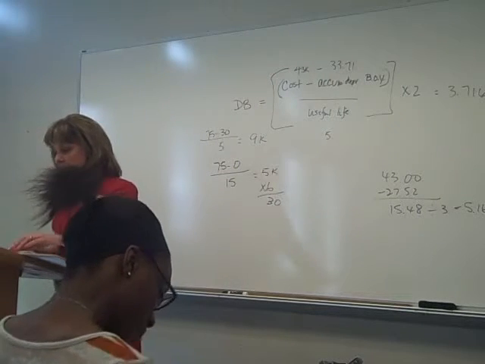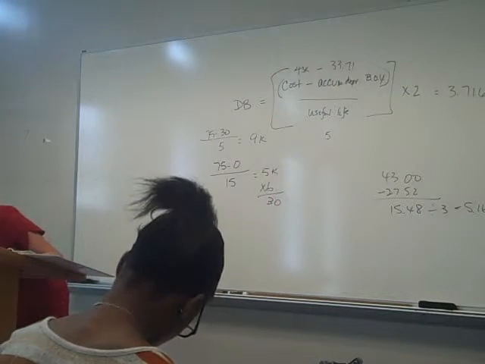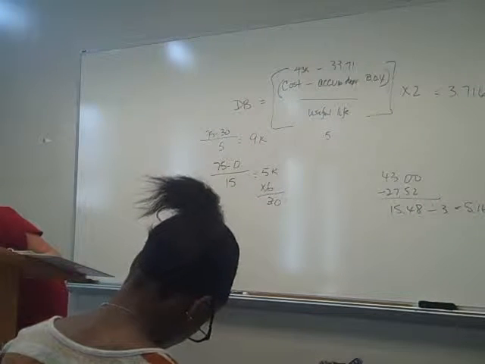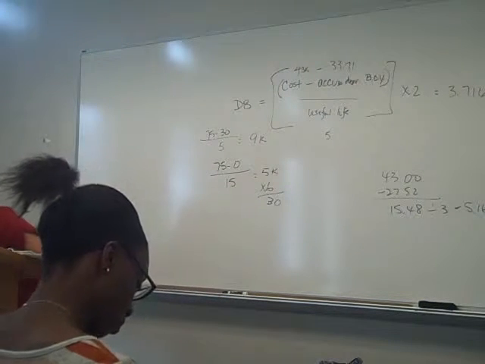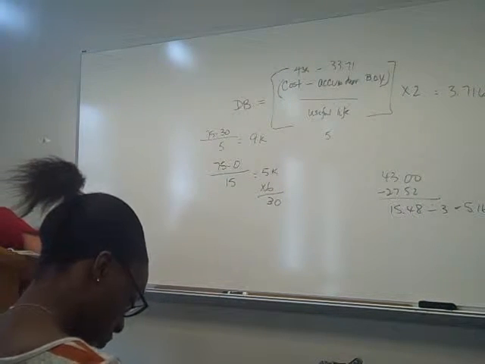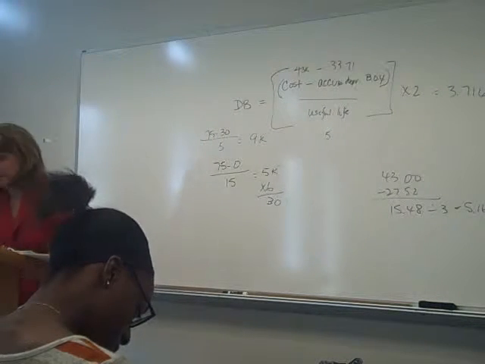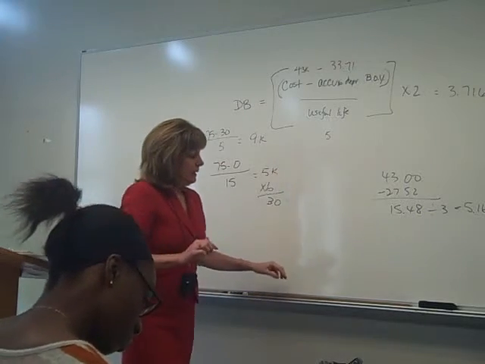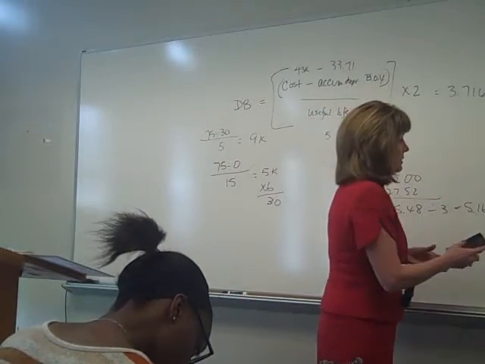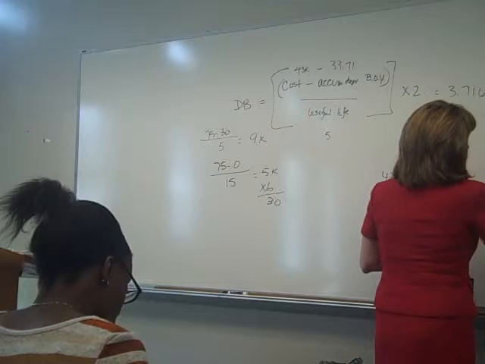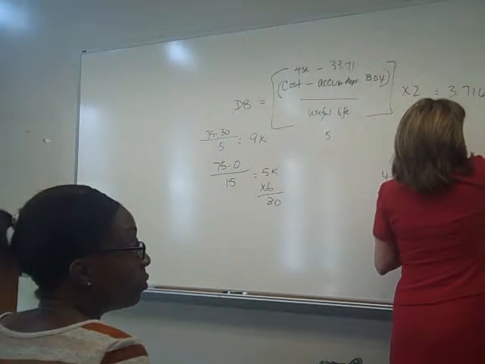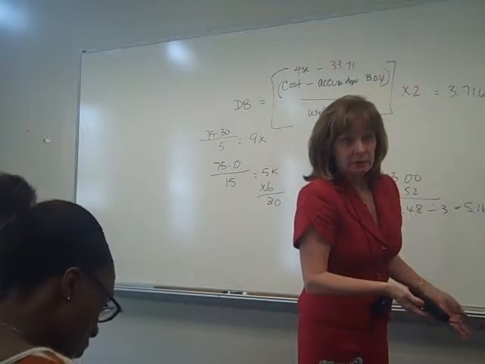Okay. So the next thing on your outline is disposing of a plant asset. So there are different ways you can dispose of an asset. You can sell it. You can put it out by the dumpster.